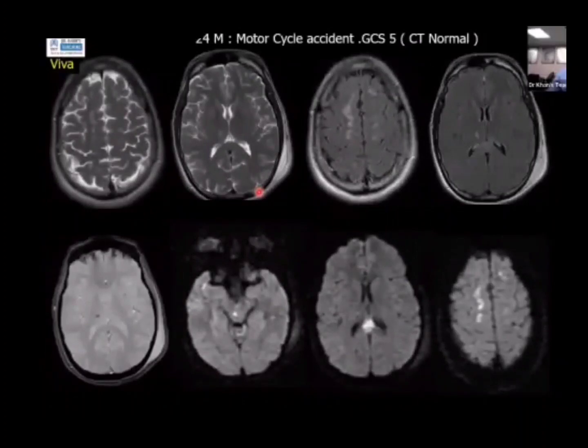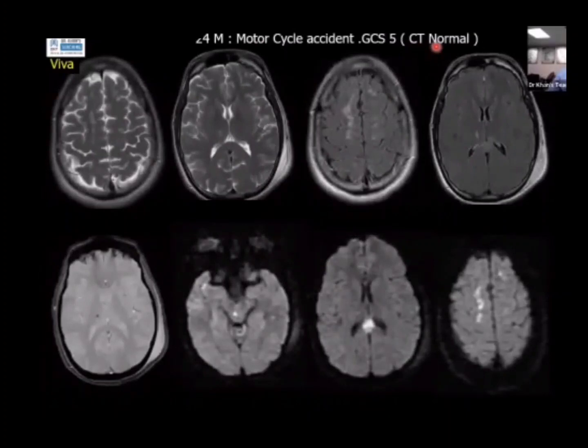So I think because you have already done a practice in a similar case, I'll just describe it, and we'll also save some time. It is similar to the case which you saw previously, but if you see here, this is a T2 FLAIR. This is a T2 star and DWI. This patient is a 24-year-old, motorcycle accident, Glasgow Coma Scale 5, CT was normal.